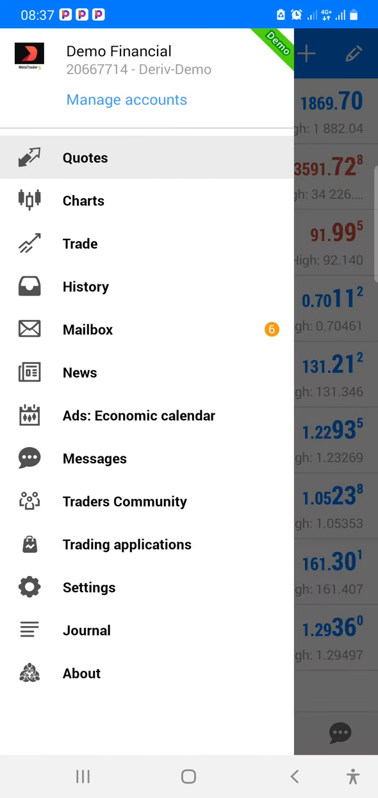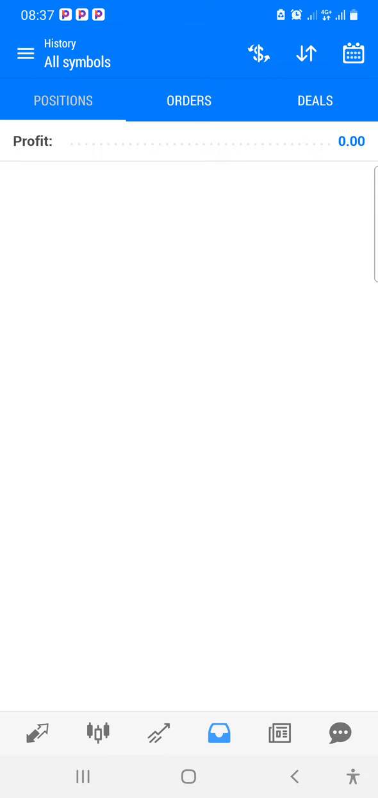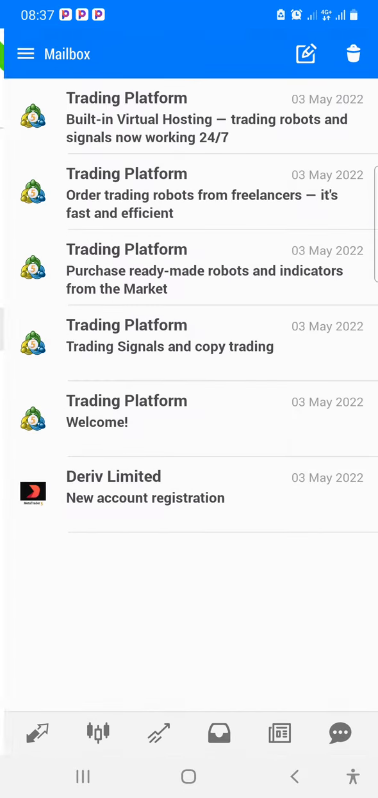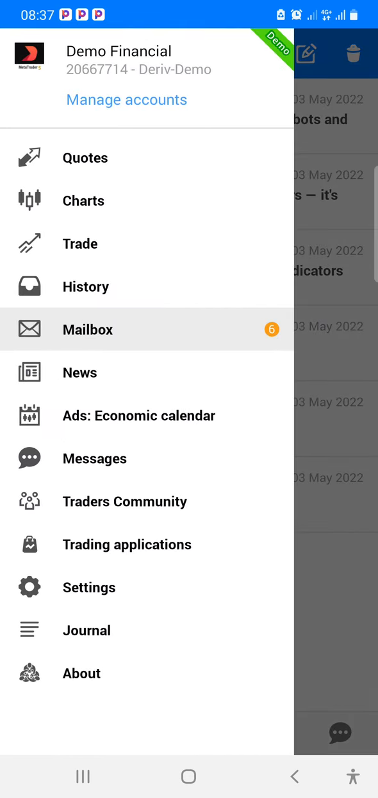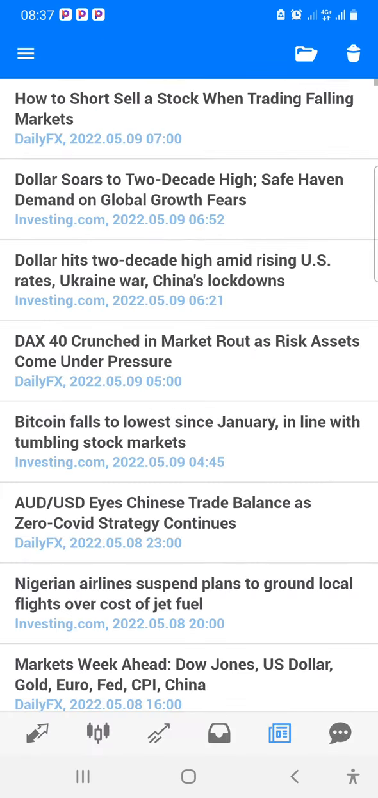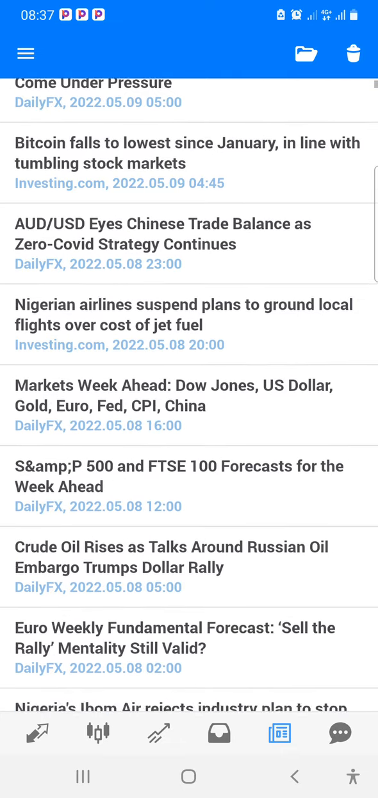Let me move to history now. This is where you see your previous trades. Of course, nothing has been done yet. Then the mailbox: anything your broker wants to send you will probably show here, and you can delete it too. Then news, just general news.